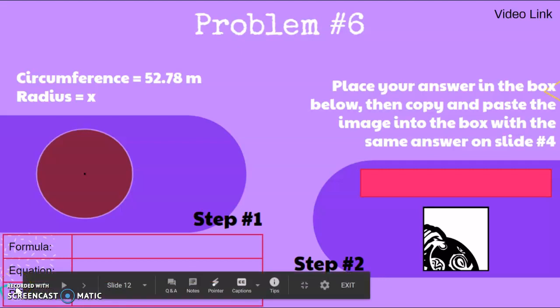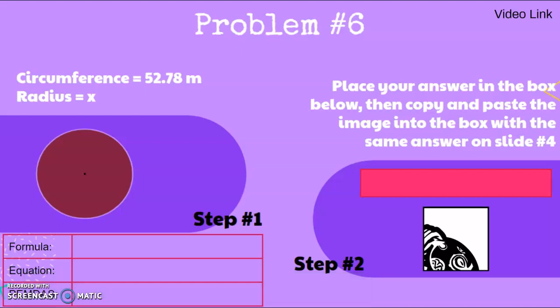All right, problem number 6 is exactly like problem number 4, except with just different numbers. So circumference equals 52.78 meters. Radius, we don't know what it is. We don't even have anything written on our picture there because we don't need it. We know a radius is a line that goes from the center to the outer edge of the circle. We don't actually need to see that visual because we're smart enough to know that.